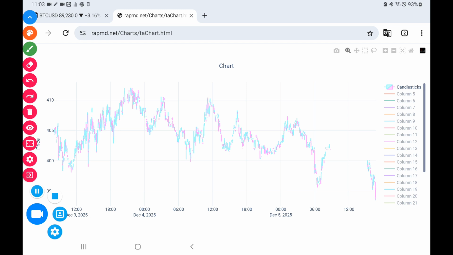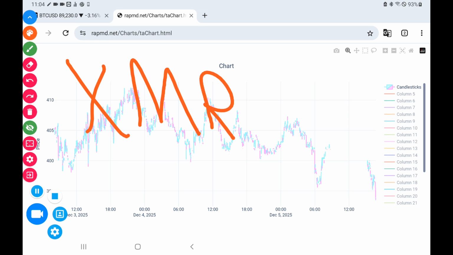Hello and welcome back. I've often talked about volatility, and I have an interesting example today that we're going to discuss on a chart, along with a few other things that go along with this particular chart. This is Kraken XMR.